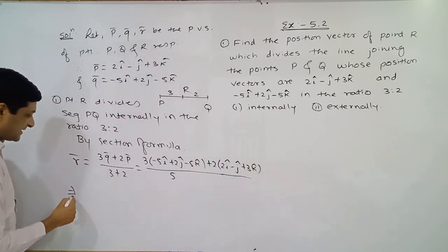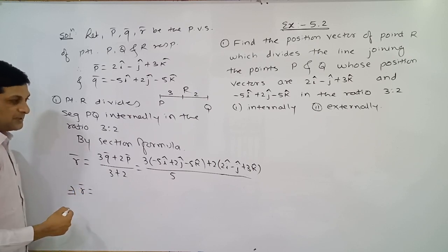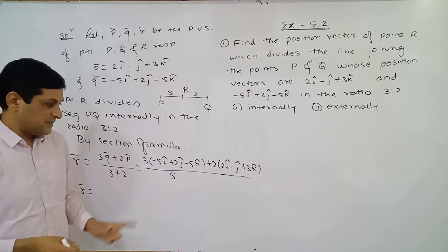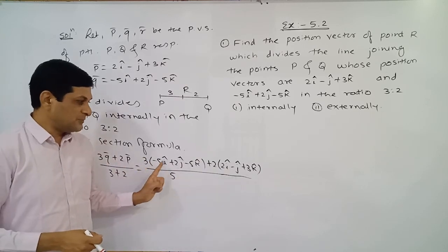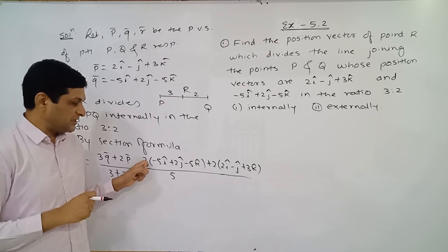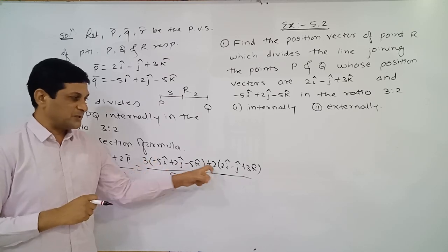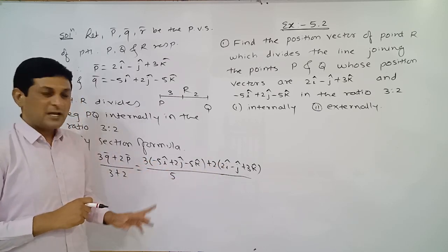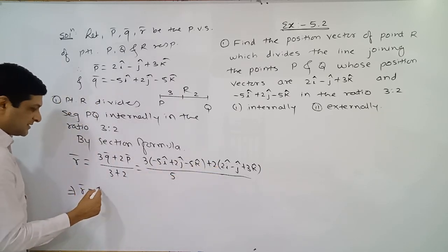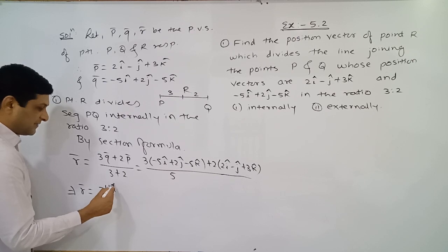So this implies that R bar will be equal to, now first we are collecting the terms of i cap from the numerator. Observe the numerator here, two terms of i cap are there. So collect the terms of i cap. Here its coefficient is 3 into minus 5, which is minus 15, and here 2 twos are 4. So minus 15 plus 4 will be equal to how much? Minus 11. So minus 11 i cap.